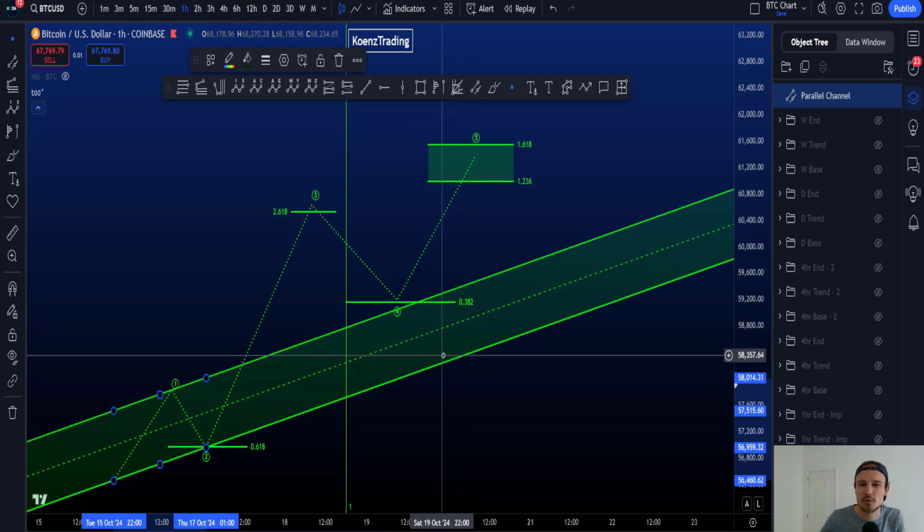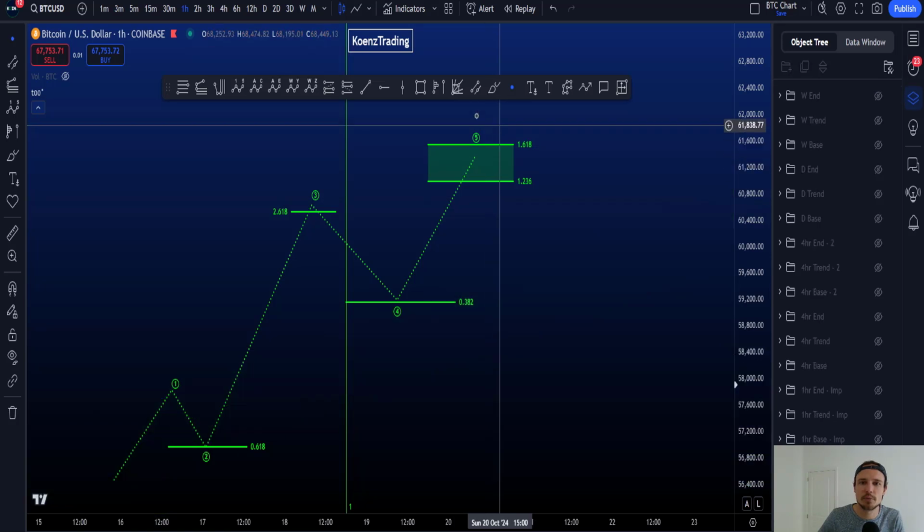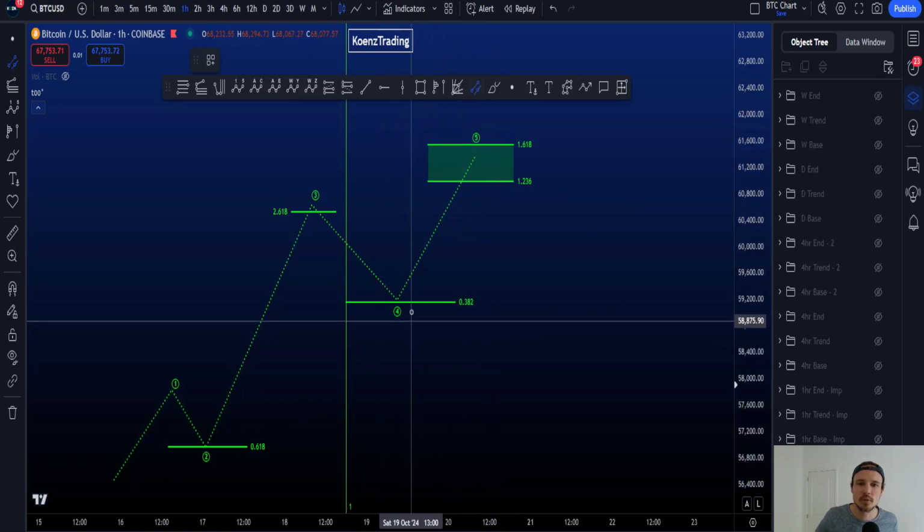As mentioned, you don't want price to hit the lower trend line here. But it now also gives you the opportunity to wait for wave 4 to end.